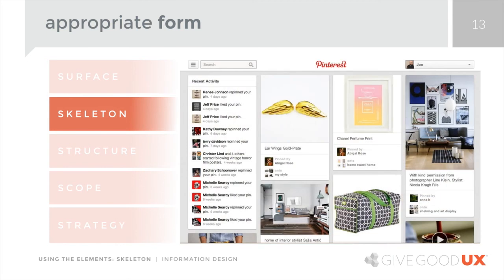Take a look at Pinterest. Pinterest is organized essentially by images. The images that you see, the pictures, are the core pieces of information that bring you there in the first place. They're the core things that you care about.